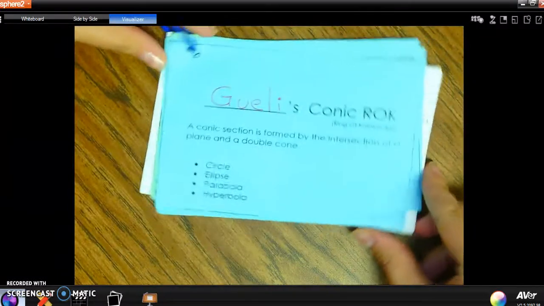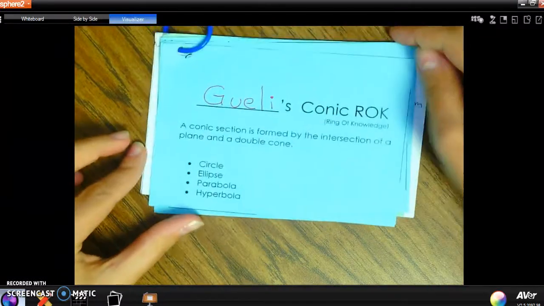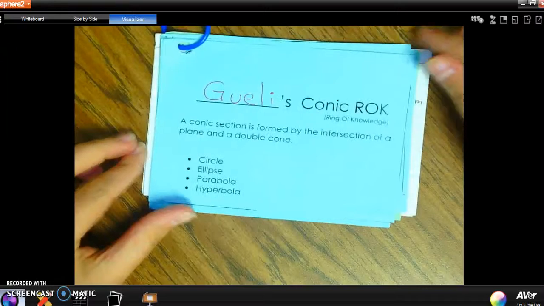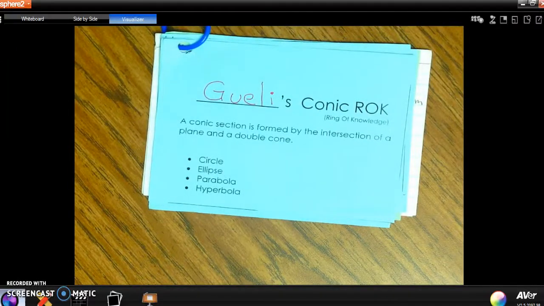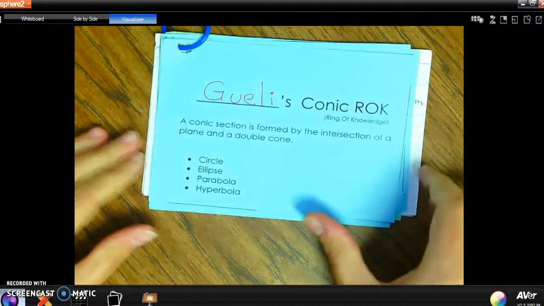Okay, good morning. So I will not be joining you today, but we are starting day one of an exciting unit called conics. Conics is basically, we are going to be graphing circles, ellipses, parabolas, and hyperbolas. We're going to talk about how to classify a conic, meaning how do you know what you're going to graph, and how they're formed. And then in this video, we will talk a little bit about just how to graph circles in standard form.